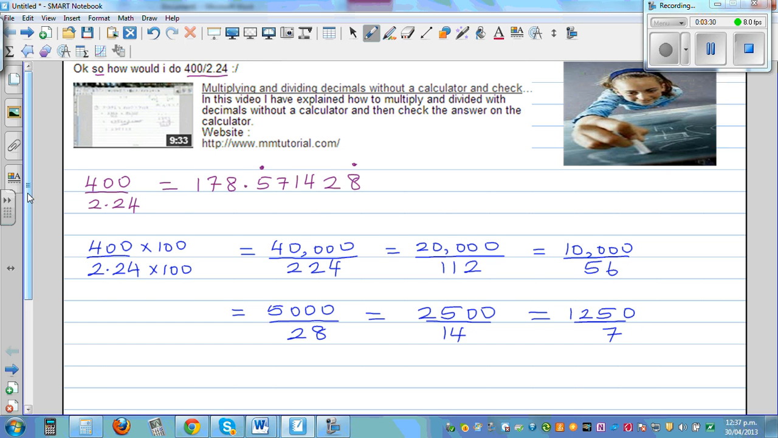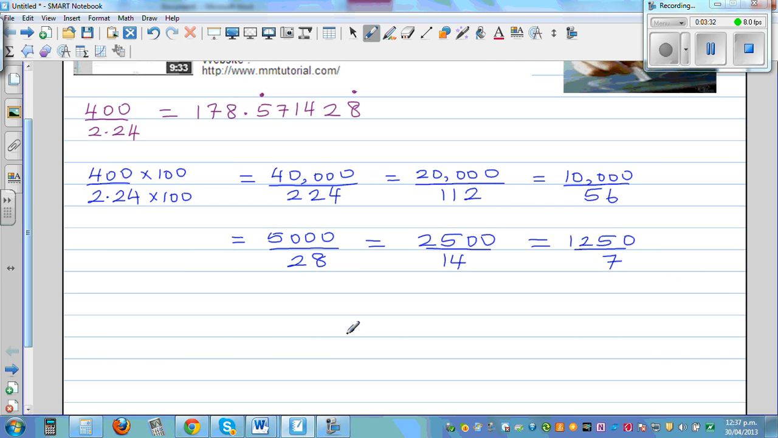I'm going to show you how to do the long division logically. There are different ways of doing long division. So this is 1250 divided by 7. This one is in the thousands place. I'm writing place value, so this is 1,000. Then you've got 100, 2 is in the hundreds place, 5 is in the tens place, and 0 is in the ones place.